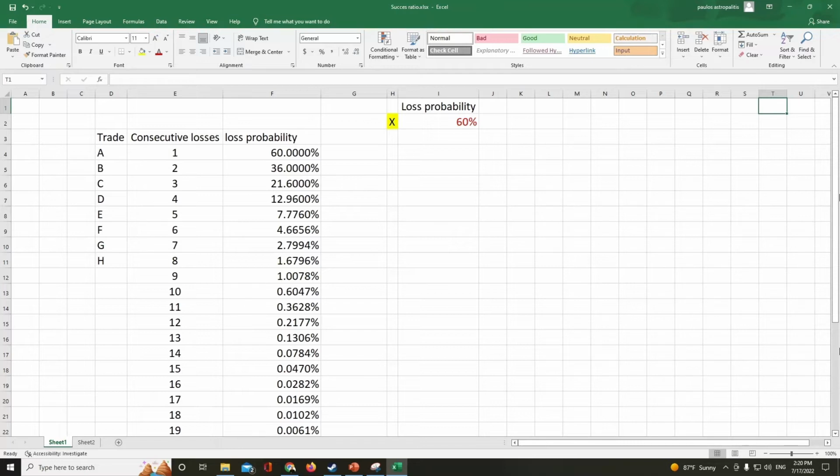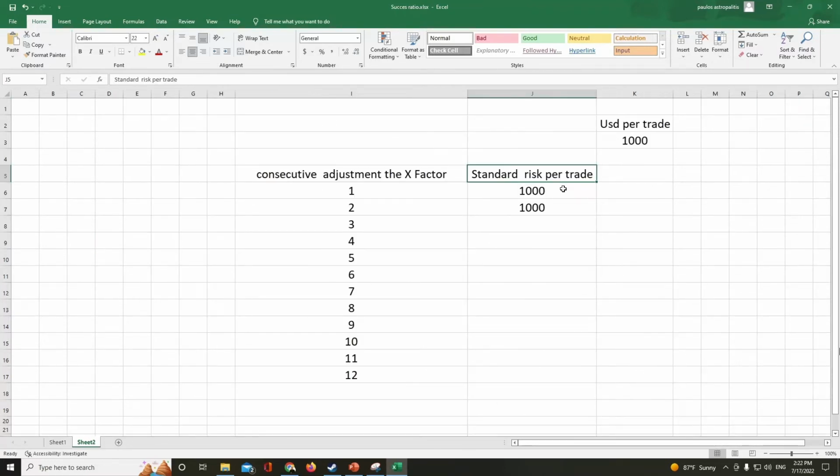So this is why this X factor can work both sides. And now I will show you exactly how to use it and how to modify. I will show you exactly how to use this adjustment, if I could use that term.